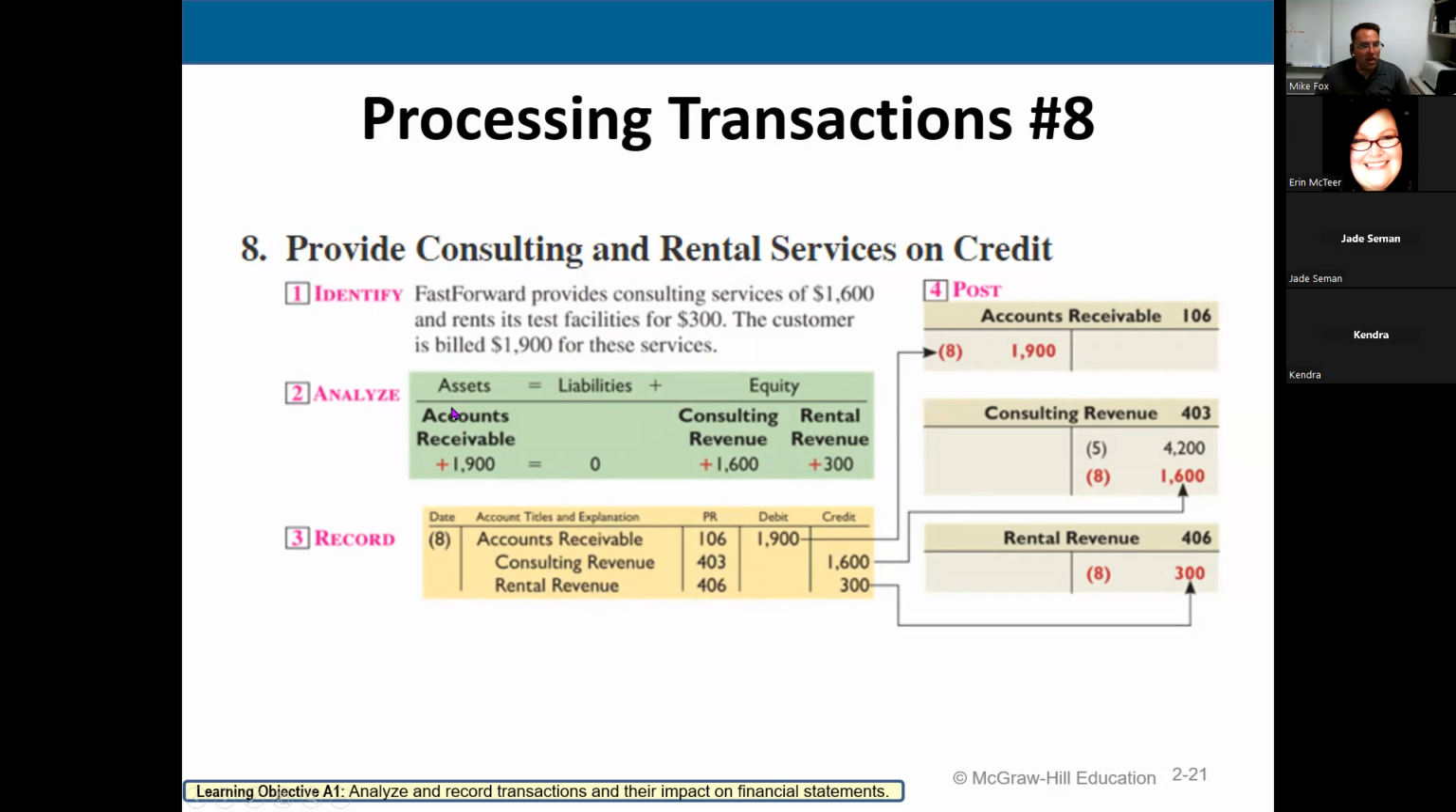Our accounts receivable asset will be going up by $1,900, since that's what we billed the customer. So we will debit accounts receivable by $1,900, and then our consulting revenue will be going up by $1,600, and our rental revenue will be going up by $300. And then my step 3B actually comes in handy when I can say, do these balance? I have $1,900 on the debit side, $1,900 on the credit side. I'm good. So then I'll post those, the debit to accounts receivable and the credits to the two revenue accounts, and move on.